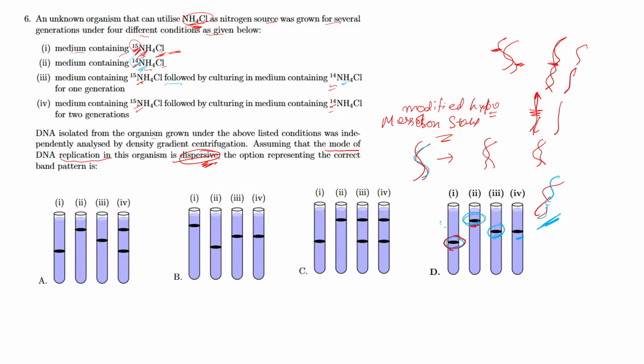So this is the density centrifugation one. Heavier DNA will be at the down position and lighter DNA will be at the above position. So this is the lighter one, this is the heavier one, and this is the hybrid one. So this option is correct for this question. Moving on to the next question.